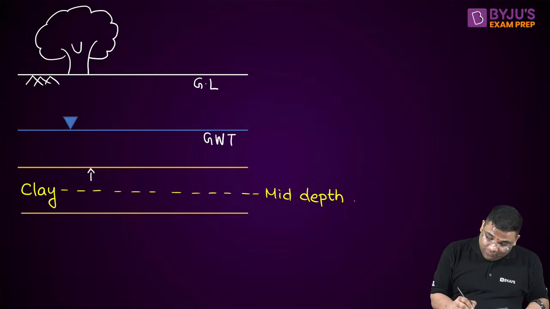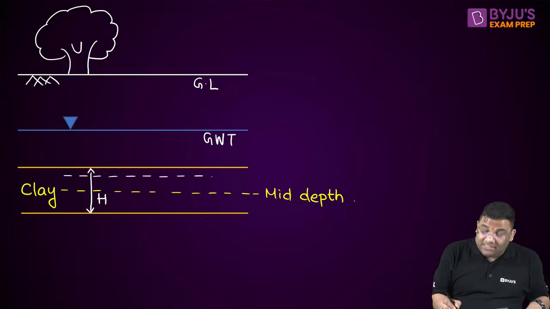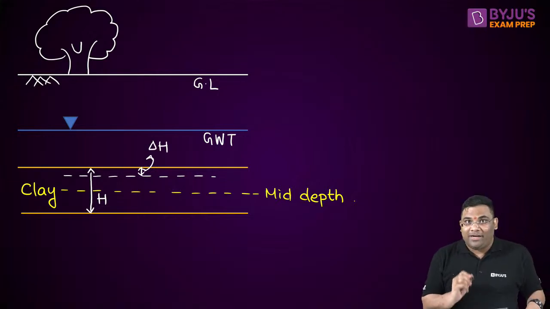The initial height is H. And we are interested to find out the settlement of this clay layer, delta H. Right? We are interested to find out this.